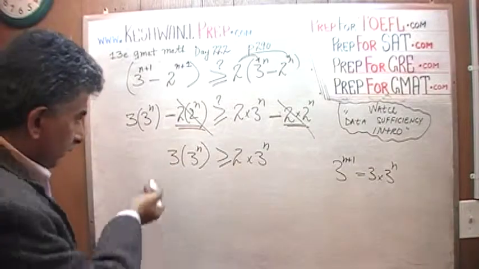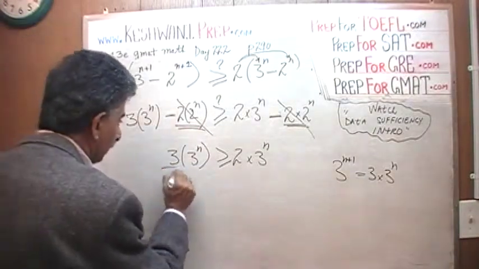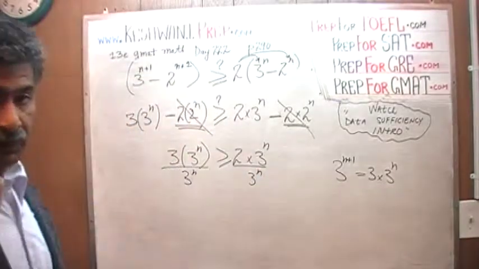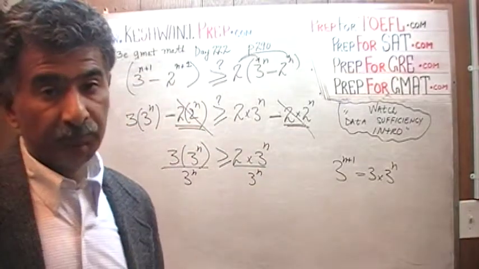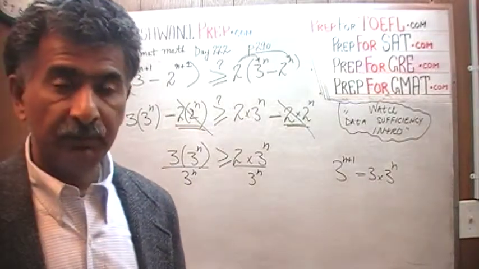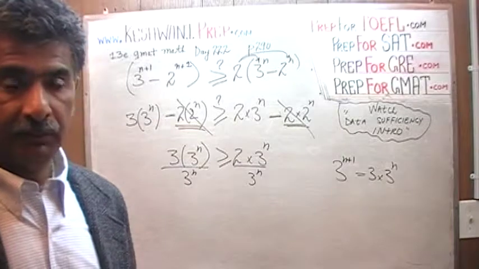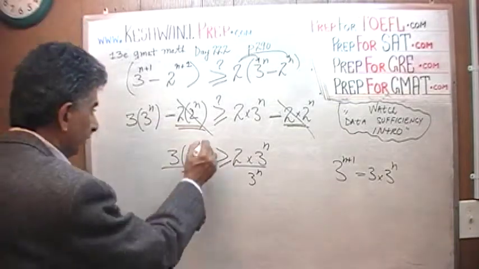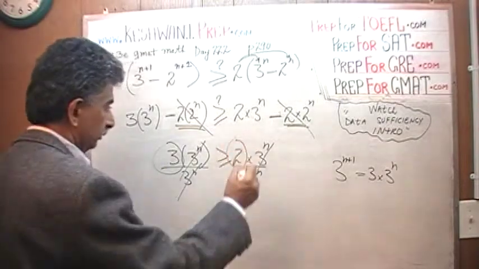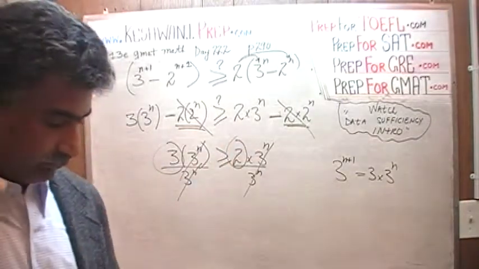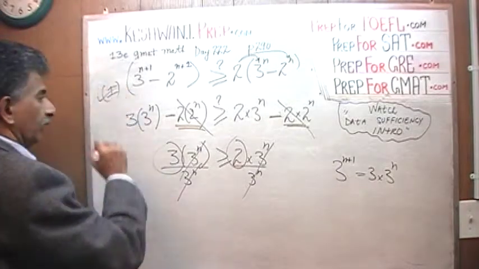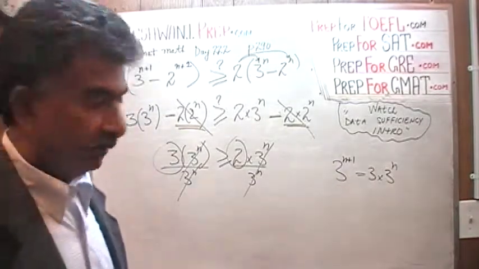Again, we can either look at it the way it is, or if you divide both sides by 3 raised to n, which we can perfectly do because 3 raised to n is some positive number, and as long as we divide both sides of the inequality by a positive number, we don't have to worry about reversing the direction of the inequality. So this drops out. So all you have to answer is, is 3 more than 2? Of course it is. The first statement by itself is sufficient.